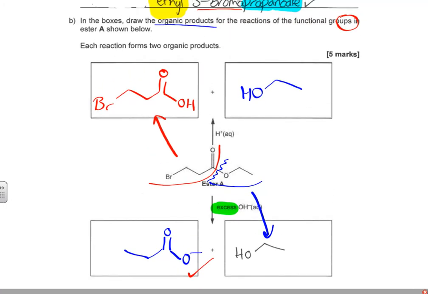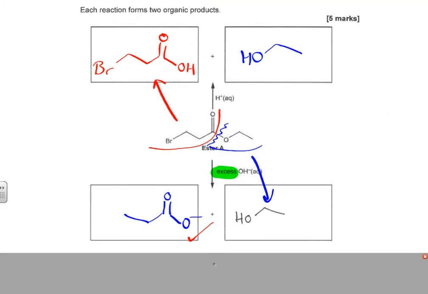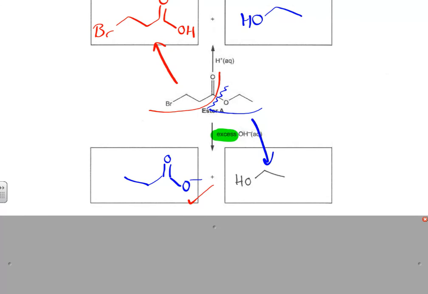Now let's drop back to that question again, because there was one thing, and it's very, very subtle, but we put a little circle around it. I'm looking at the reactions of the functional groups. So far I've been focused on esters, because I'm told it's ester A. But there's a functional group here that I need to think about. There it is, a bromine bonded to a carbon. This, of course, is a halogenoalkane.